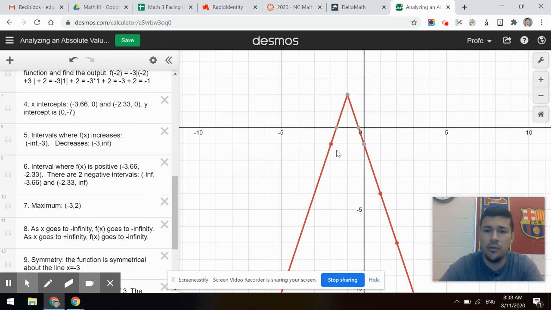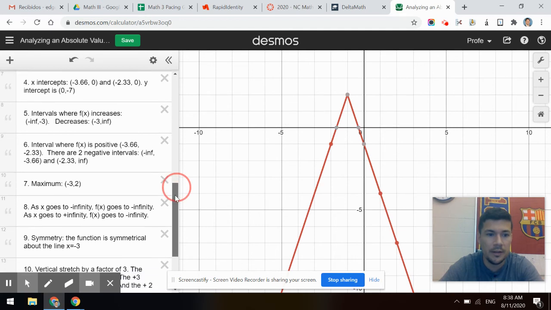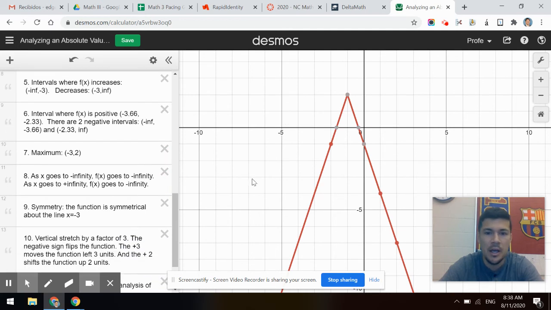Then I can also ask, in what interval is the function positive? When I say where the function is positive, we mean where are the outputs positive? If the outputs are positive, it looks like this little section right here, this piece that is above the x-axis. So that is the interval -1.67 to -0.33. And that is written as well in step 6.